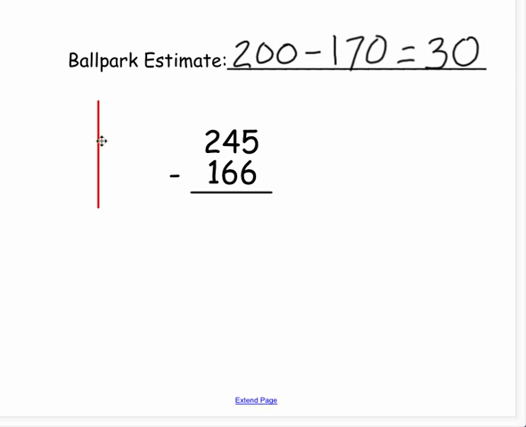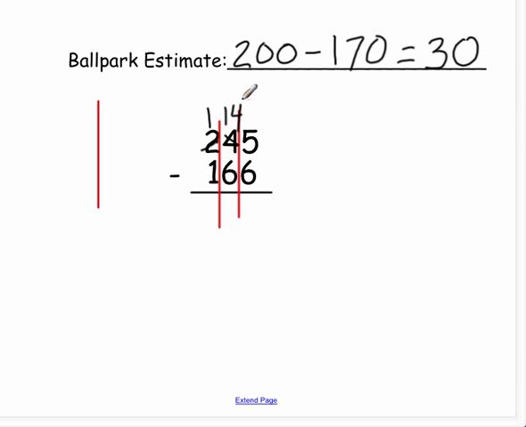Let's go ahead and solve. I'm going to grab these red lines to separate these places. And then we will make our trades and get started. 5 minus 6, I cannot do that, so I'm going to go next door. Can I do 4 minus 6? Nope, I can't, so I have to go all the way to the hundreds. Take 1 away. Instead of 2 hundreds, now I have 1. The 1 I took away turns into 10 tens for the tens column. So the 4 tens that were there plus 10 more means now I have 14.